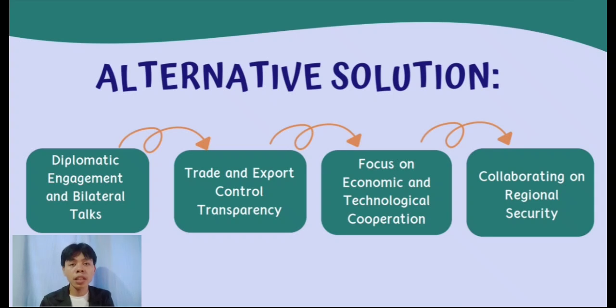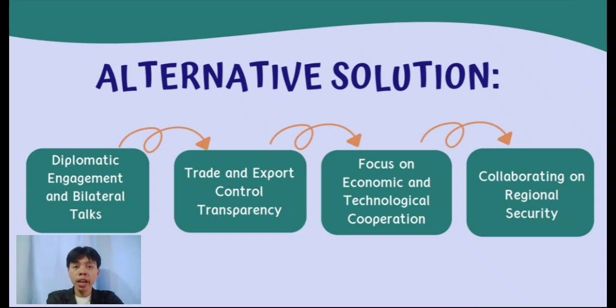This can help negotiate a trade agreement that addresses the concerns of both sides. This will involve Japan easing its export restrictions while South Korea addresses concerns over the end use of sensitive materials. For me, it is the most important alternative solution because by engaging in bilateral dialogue, Japan and South Korea can work towards reconciliation, which helps mutual understanding and trust. This is vital for creating a stable foundation for future cooperation in trade and other areas.